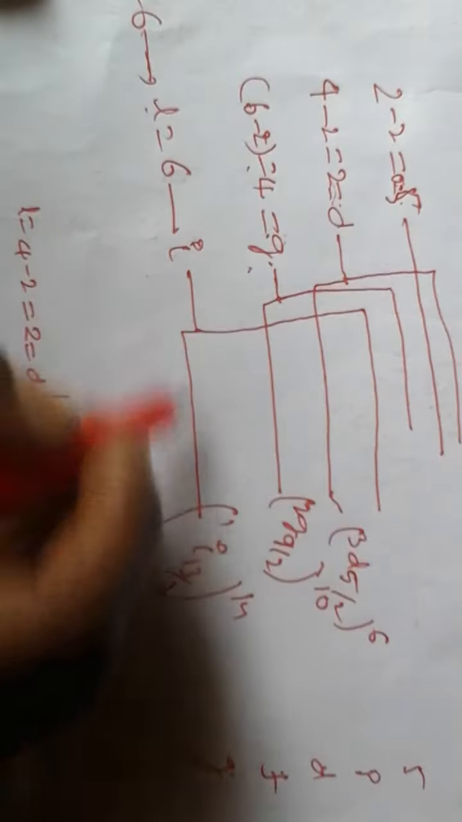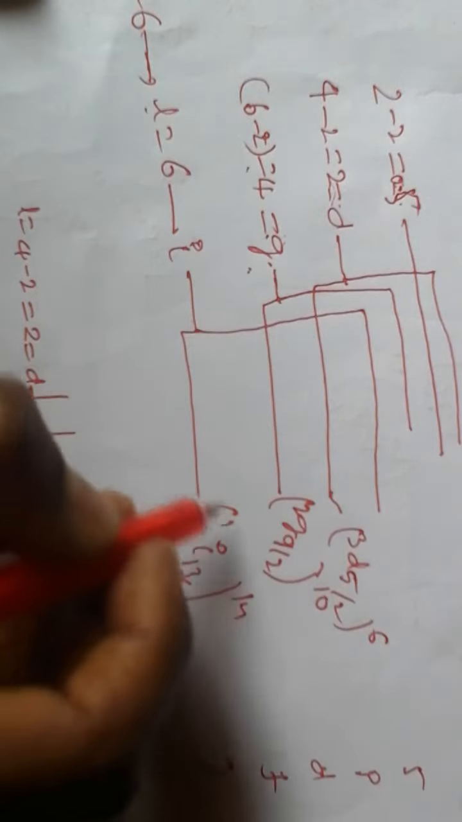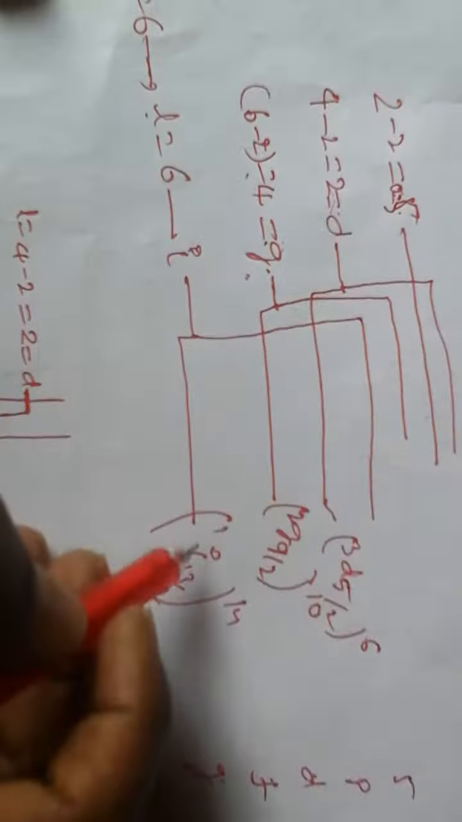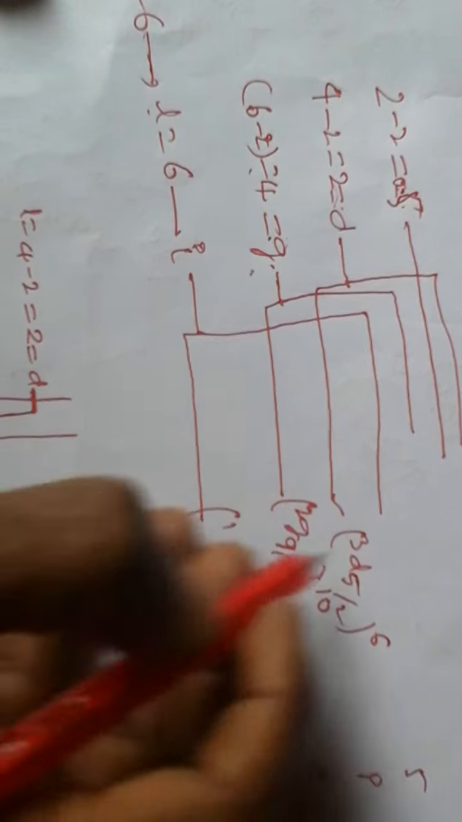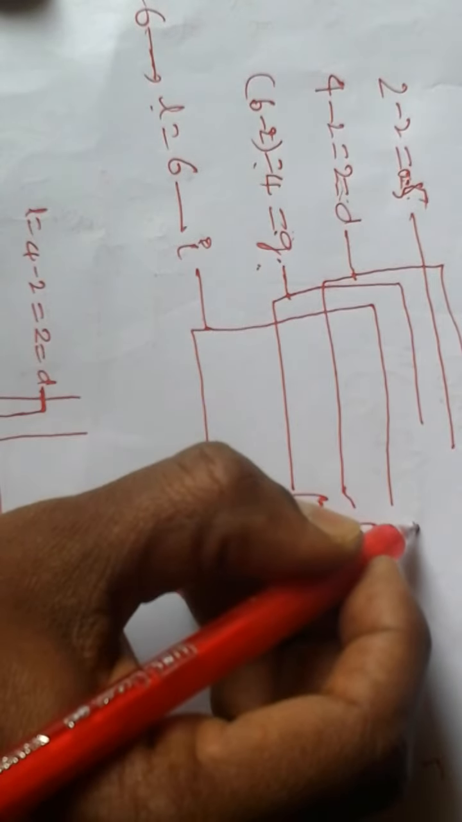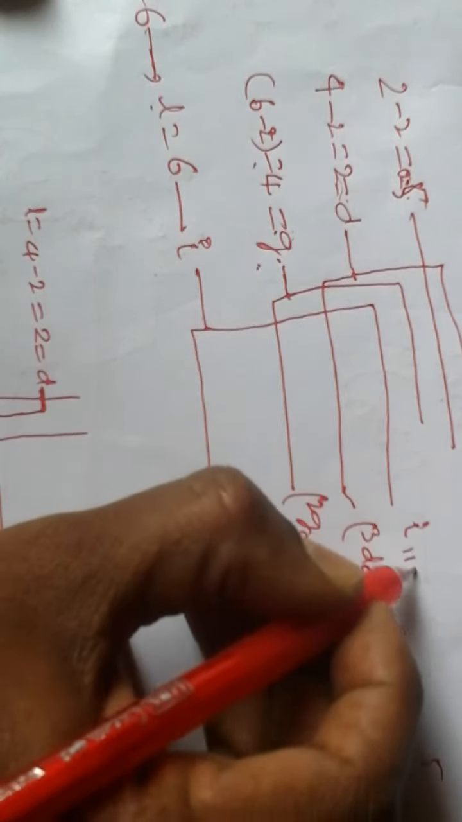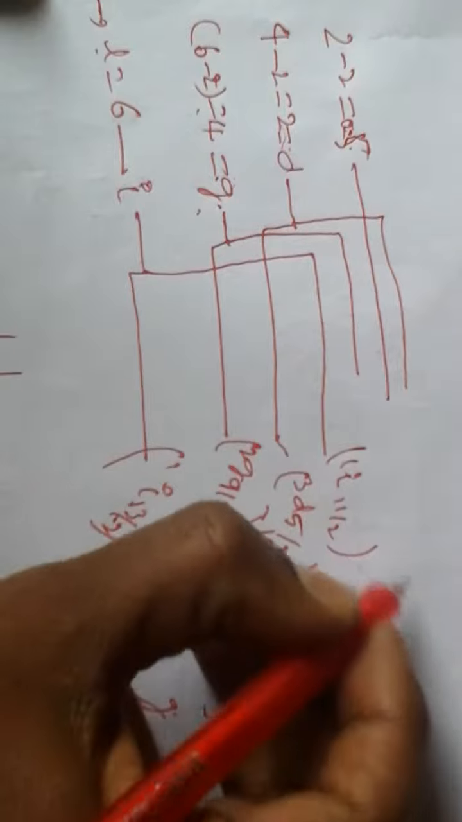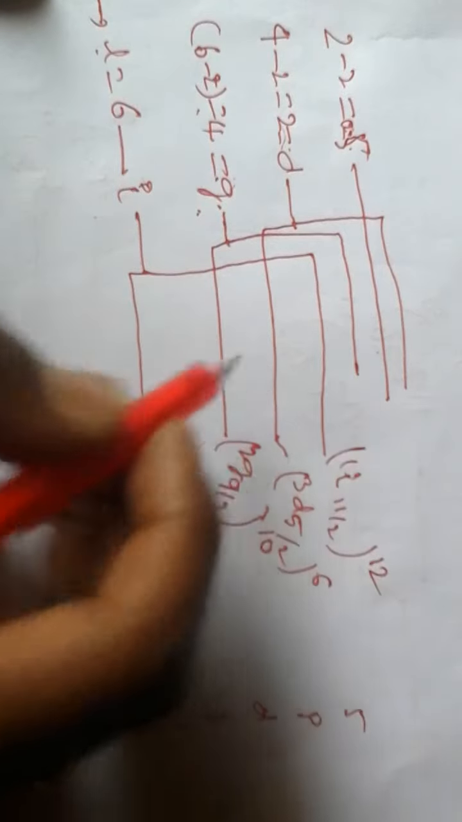But here this belongs to I 13 by 2 now. So this is moving there. So moving here means 13 by 2 minus 1, so 11 by 2. So I 11 by 2 first time, whole power of 12.